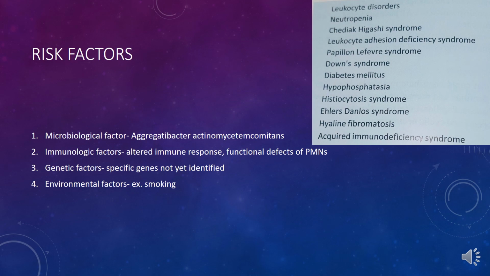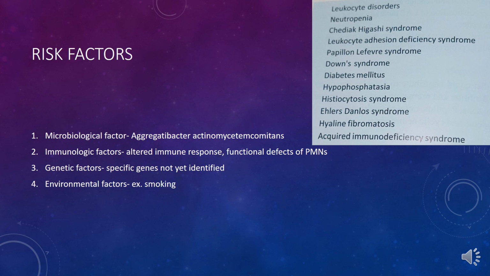About the etiology of aggressive periodontitis, remember that there is no known cause for this disease. However, certain risk factors are associated, like the microbiological factor. Aggregatibacter actinomycetemcomitans is considered the key pathogen associated with 90% of cases of localized aggressive periodontitis. Immunologic factors like altered immune response, functional defects of polymorphonuclear leukocytes, genetic factors, and environmental factors like smoking.